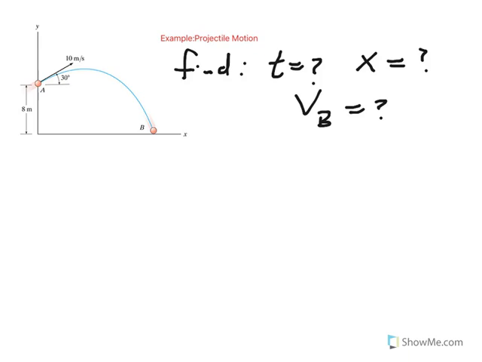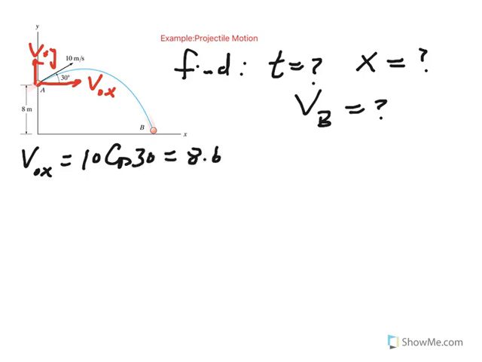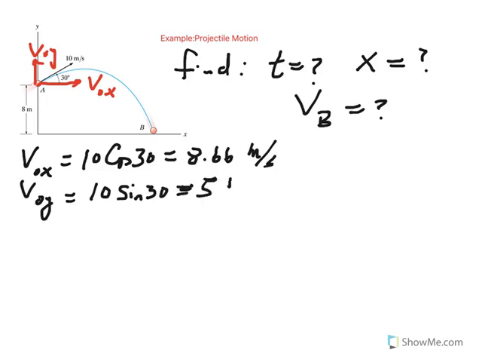Now one of the first things we want to do is to take that initial velocity of 10 meters per second and resolve it into two components. In other words, we have a horizontal component and a vertical component, V0x and V0y. So V0x is going to be 10 meters per second times cosine 30. So that's going to be 8.66 meters per second. And V0y, the y component of the initial velocity, is 10 sine 30, which is going to be 5 meters per second. So you need to do that all the time.